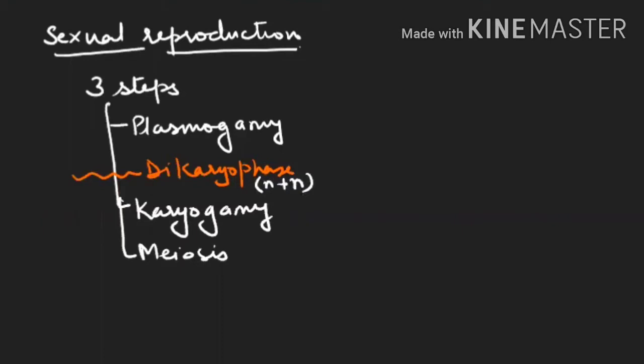Then after that the nuclei will fuse, which we call karyogamy, and the third and last step will be meiosis. So the 3 steps of sexual reproduction are number 1 plasmogamy, number 2 karyogamy, and number 3 meiosis. Now how is plasmogamy achieved in members of the Ascomycetes?